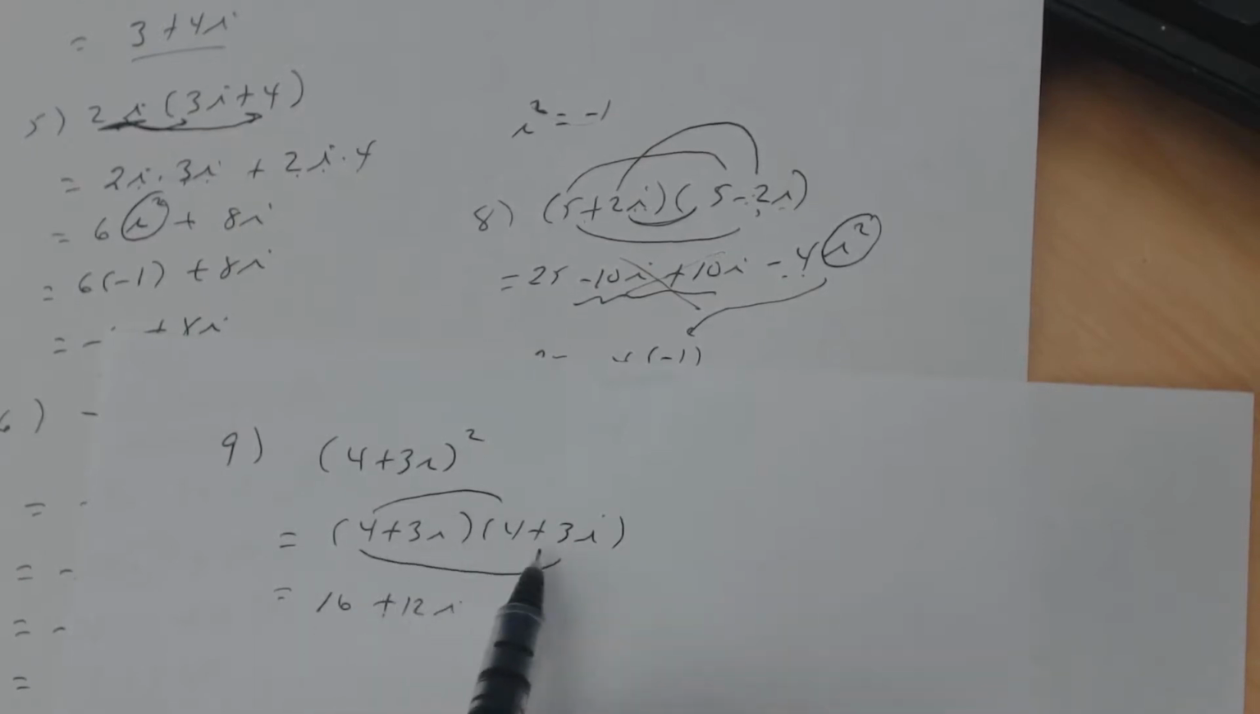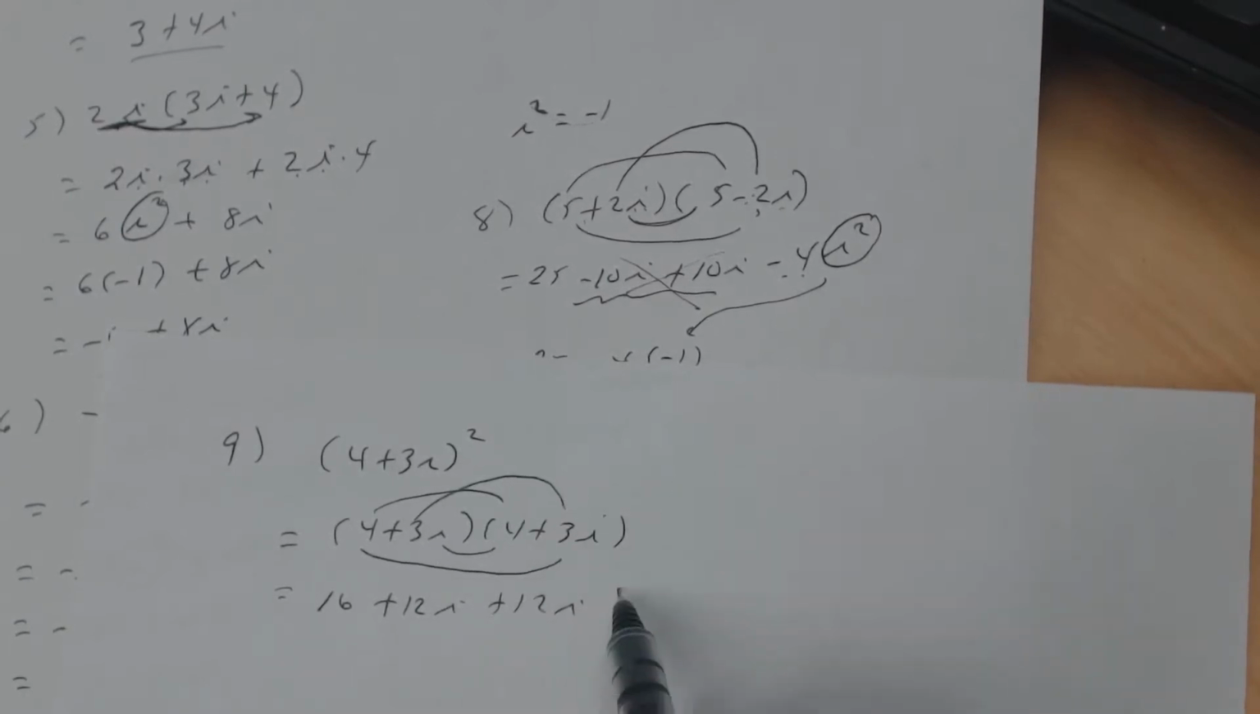And notice that since these two binomials are the same, the outer and the inner should be the same. So notice the outer is 12i. The inner, 3i times 4, is also 12i. All right, now be careful with the last. A positive 3 times a positive 3 is a positive 9. I times I is I squared.